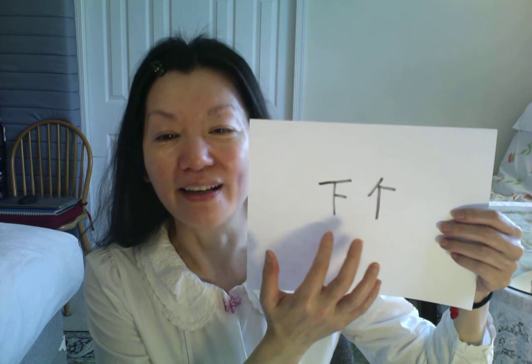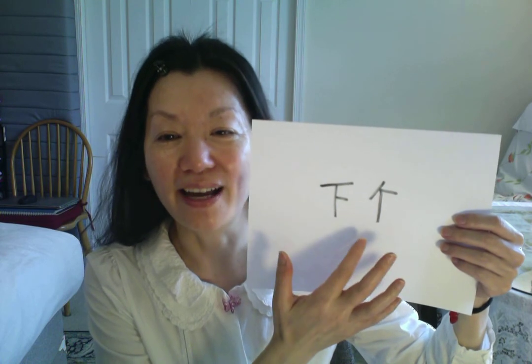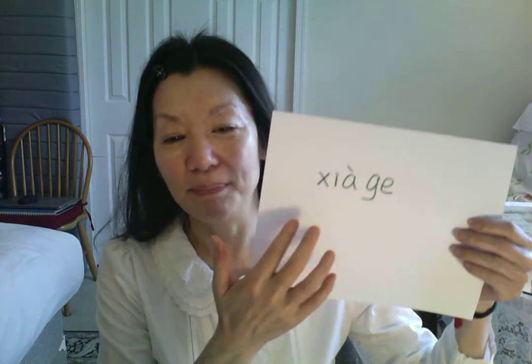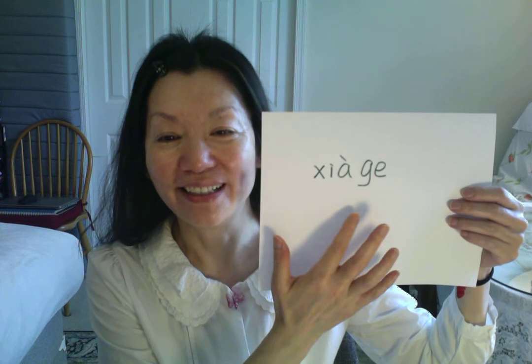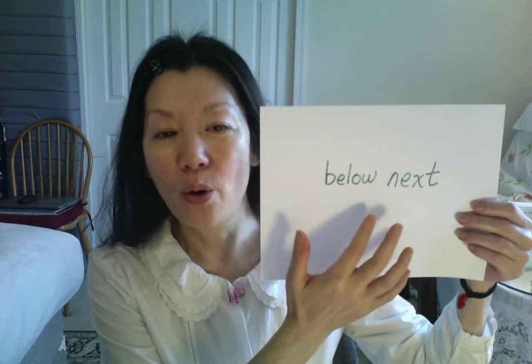Xia ge. Next one, your turn. Xia ge. Okay, pinyin here, right? Xia ge. You don't have tones here, it means the sounds are light. One more time, xia ge. Okay.